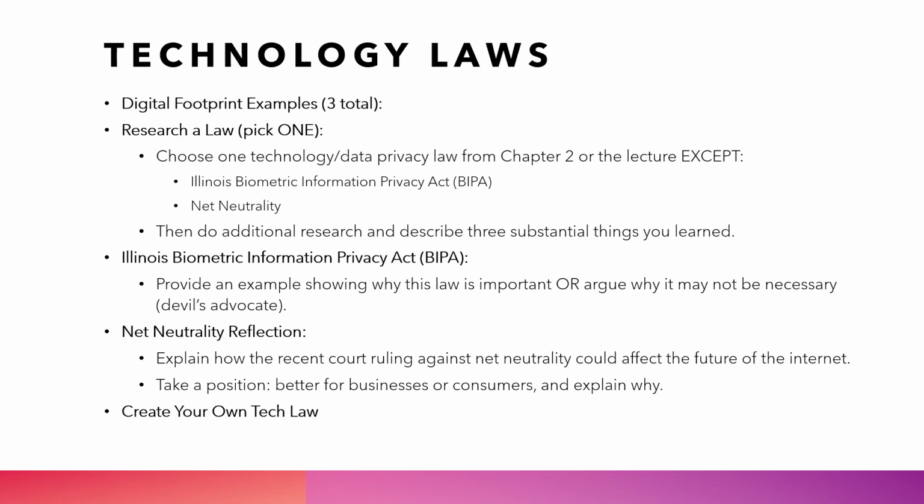Then the second part is you're going to research a law. So you're going to pick a law. Choose one technology or data privacy law from chapter 2 or from this lecture, with the exception of the Illinois Biometric Information Privacy Law or net neutrality, because we're going to talk about those individually. Okay, so once you pick your law, you're going to do additional research and describe 3 substantial things that you learned about it. Use credible sources, make sure that you're citing them, and have at least 2 sources.